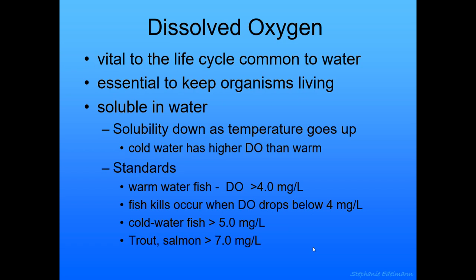A fish like trout or salmon, that you tend to find in water that's cold, and also water where there are lots of waterfalls, which means there are a lot of rapids and so there's lots of dissolved oxygen, requires amounts greater than 7 milligrams per liter of water.